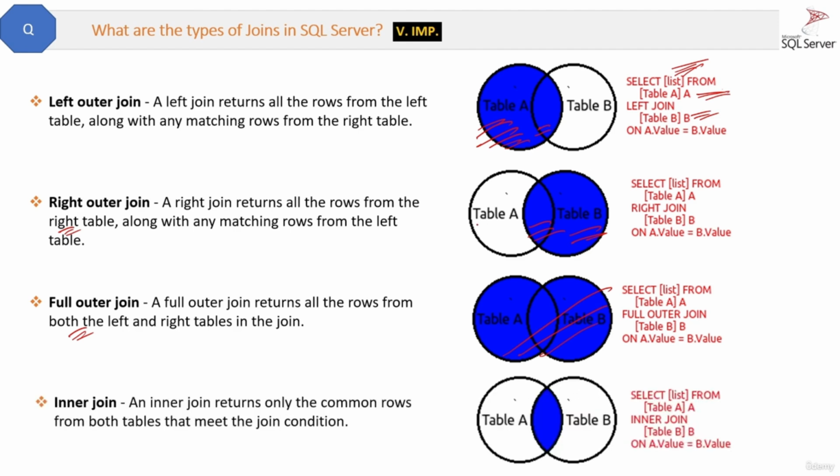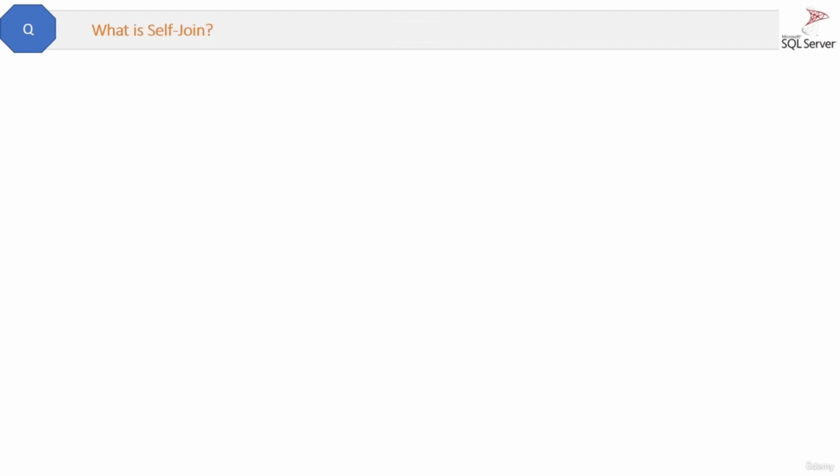Now the most important and the most used one is, yes, it is inner join. An inner join returns only the common rows from both the tables that meet the join condition. You can also see the query for this inner join and all these joins. It is pretty simple and straightforward. Based on your requirement, what kind of final result you want, you can use the types of join in your queries.